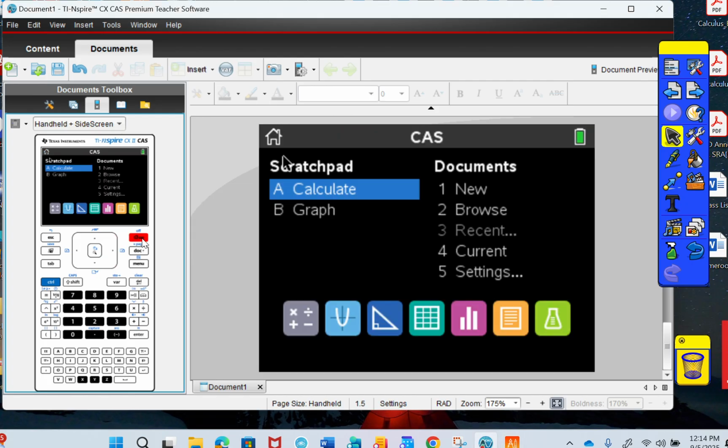From our on-screen, right, we have documents. We can make a new document. We can work in the scratch pad. We can do calculate and graph. What else we got that we talked about? We talked about zooming in and out. We talked about resetting our graphs.